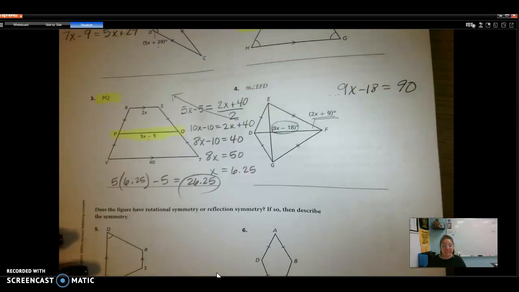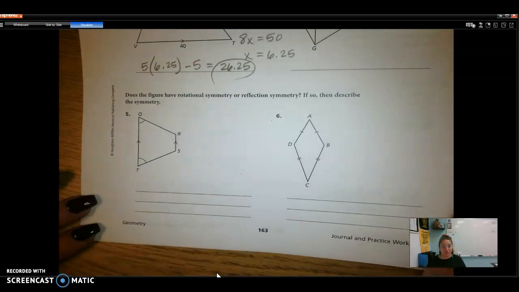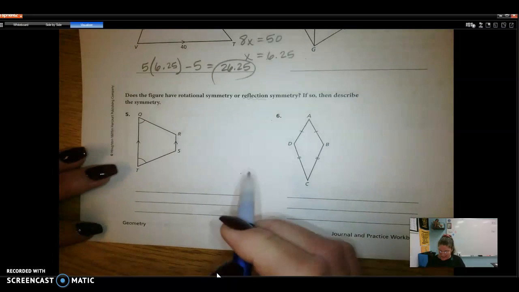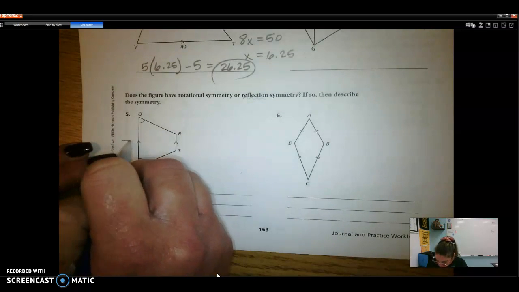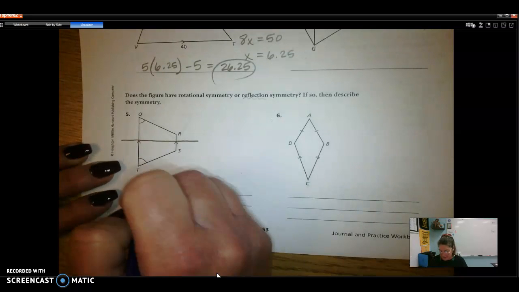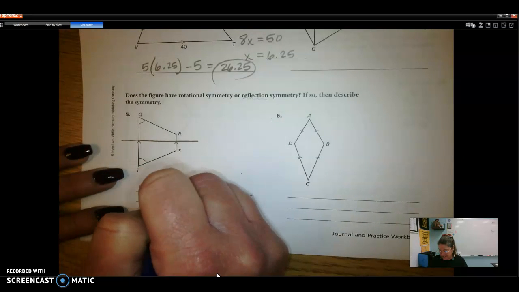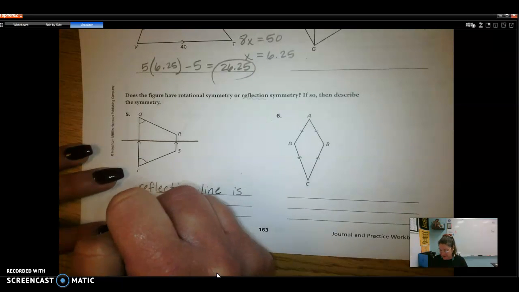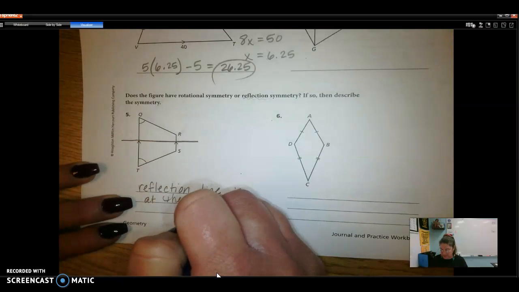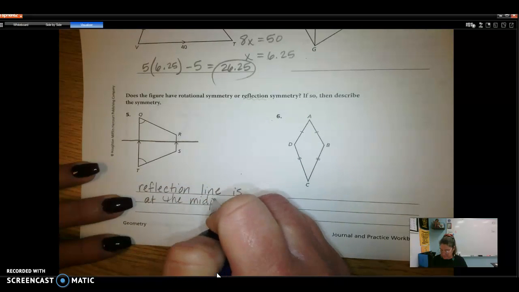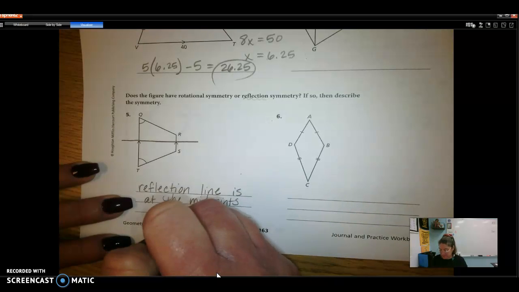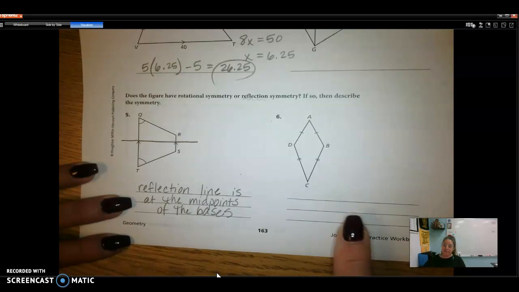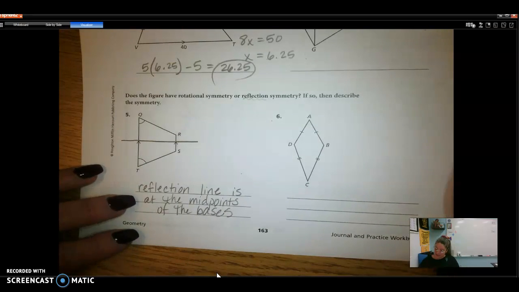Number 5 and number 6 do not have rotational symmetry. They actually have reflection symmetry, okay? And so if you take a look at number 5, we can draw a line of symmetry here. And the reflection line is actually at the midpoints of the bases. Okay, see if you can figure out number 6.